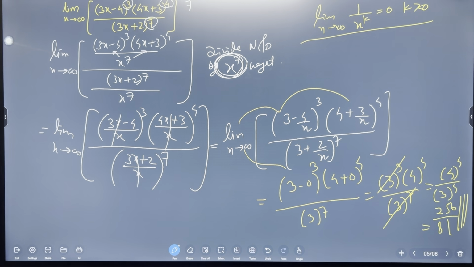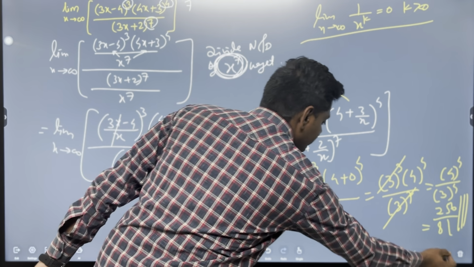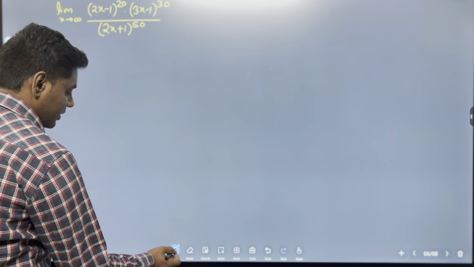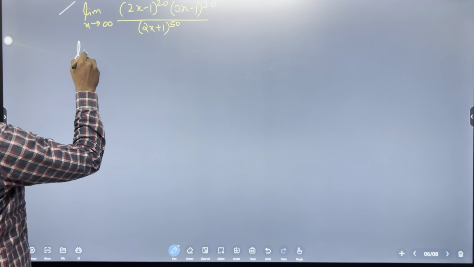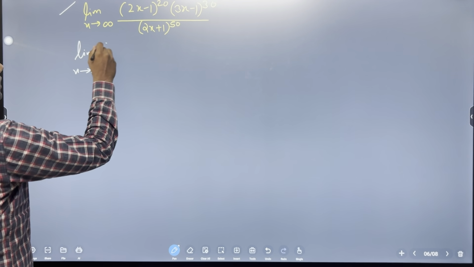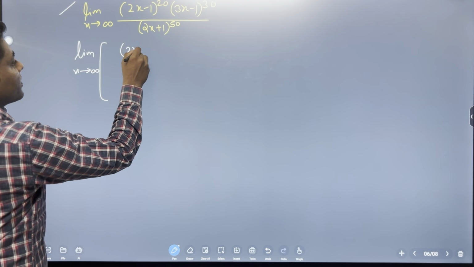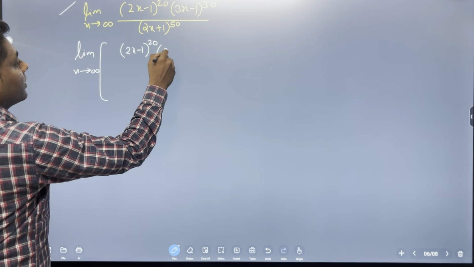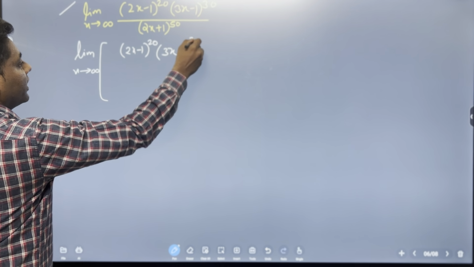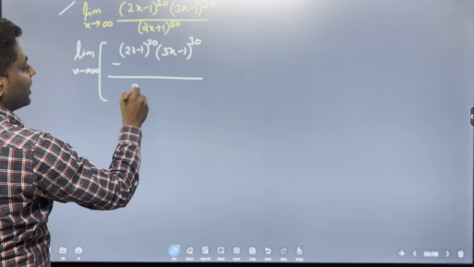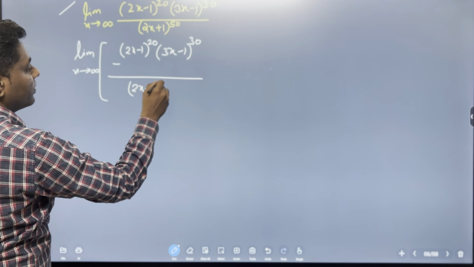Take the screenshot of the given example. So we go for the last example. Again very simple. This example is very easy. Limit x tends to infinity, (2x minus 1) raised to 20, (3x minus 1) raised to 30, divided by (2x plus 1) raised to 50.